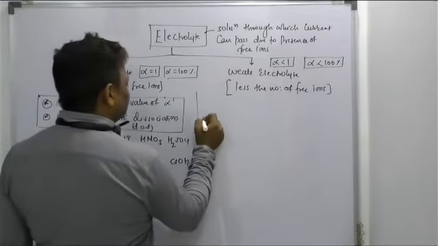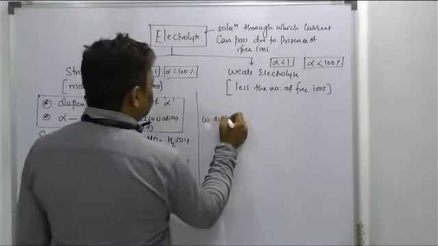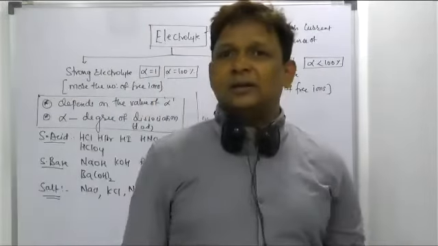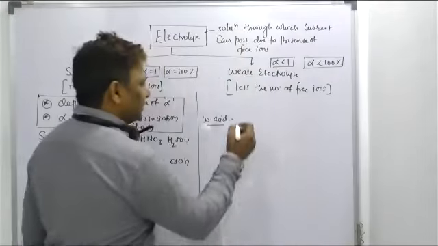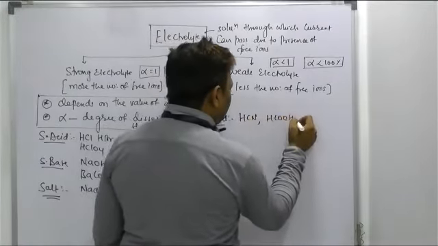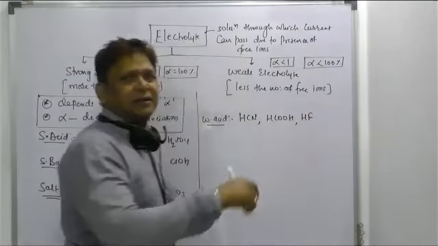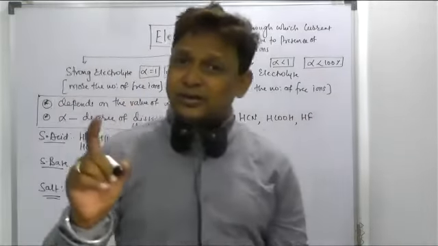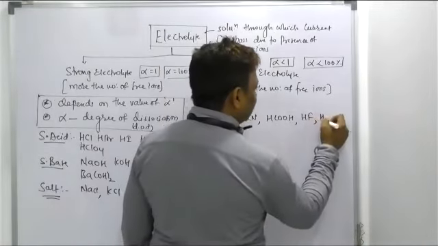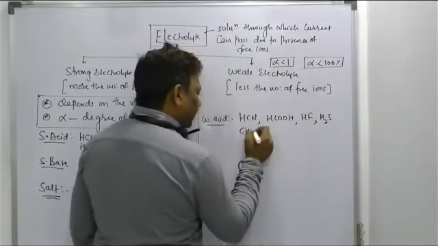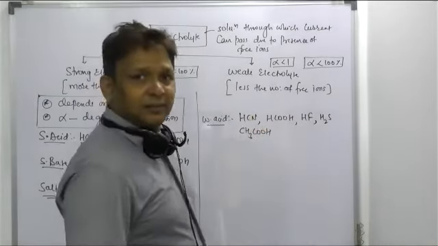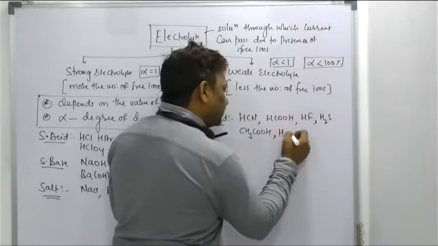So I should go with weak acids and weak bases. Weak acids are HCN, HCOOH. These are weak acids: hydrogen cyanide, formic acid. HF is also a weak acid. HI is a strong acid, HF is a weak acid. H2S is a weak acid. Sir, very frequently used: acetic acid, weak acid; carbonic acid, weak acid.